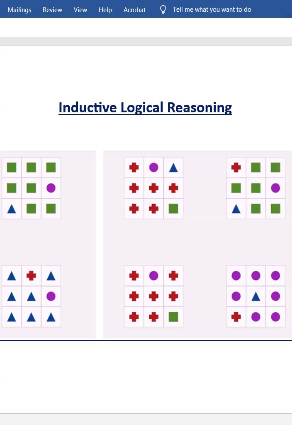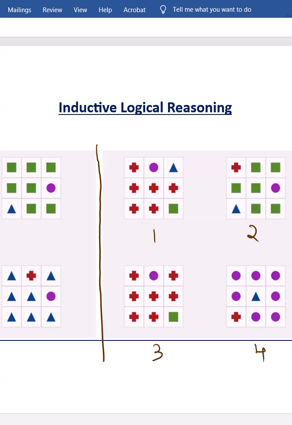Let's see about this inductive reasoning related question. On the left side you have two diagrams. We have to understand the logic from the left side two diagrams, and we have to select two among the right side four diagrams. That's how they'll ask the question in Cognizant.